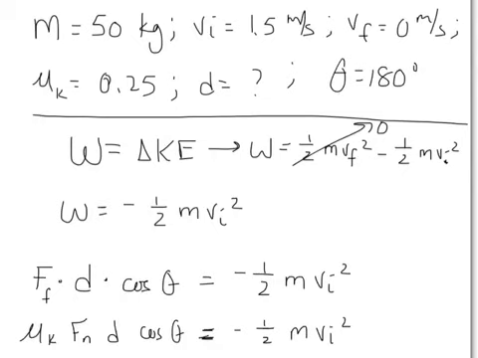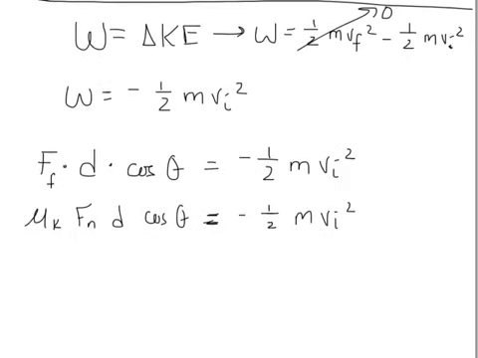So this is our equation. Let me move it up so you can see it. I'll get rid of our givens. We'll come back to those. So here's our equation now. We replace FF with mu Fn. Why did we do that? Because we're given mu. We're looking for D. We cannot find D in this equation right here because we didn't know FF. So we replace FF to make it easier.